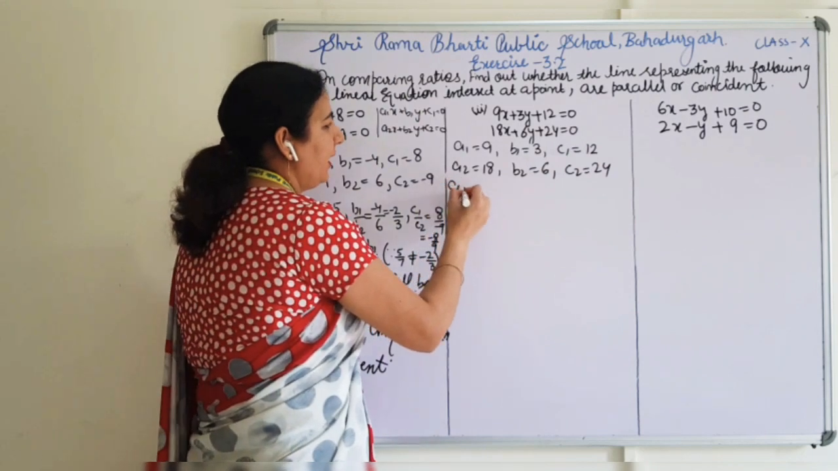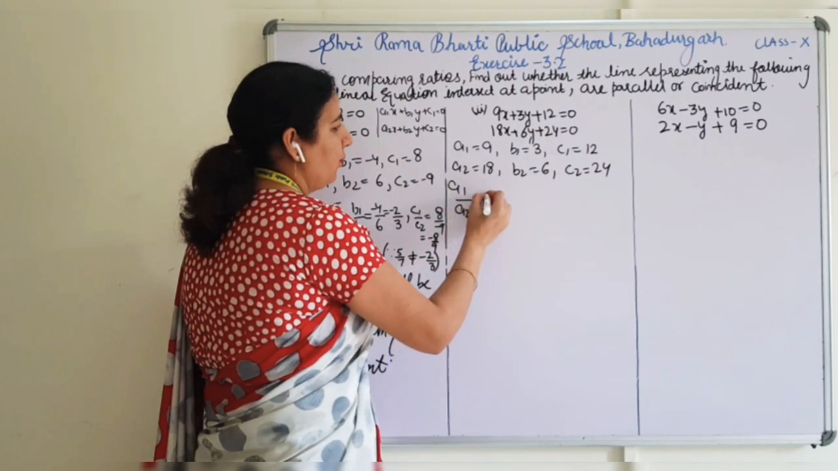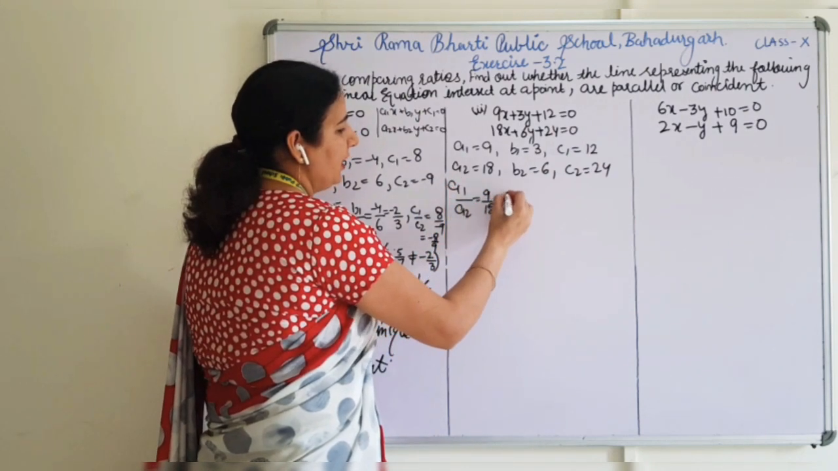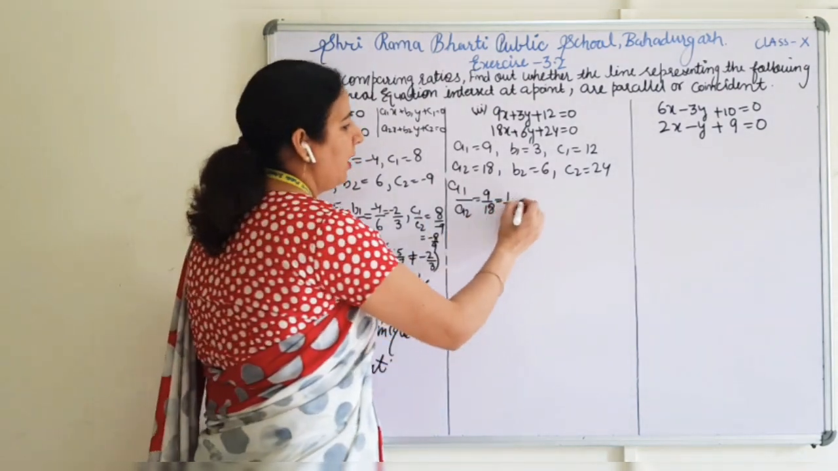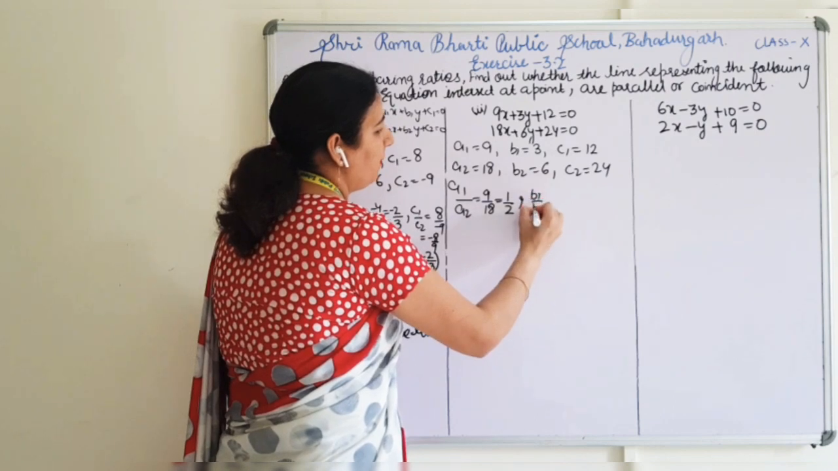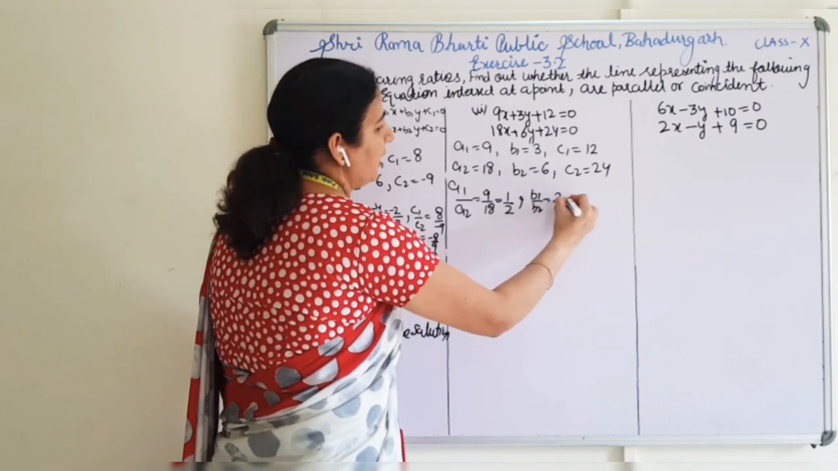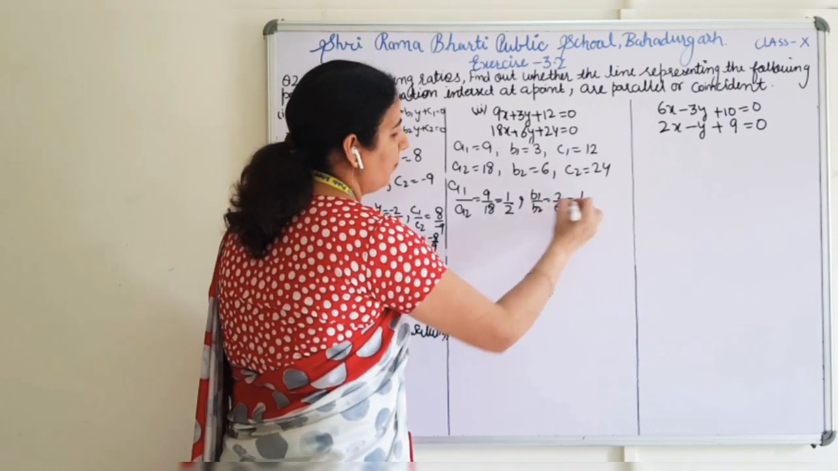And we can easily calculate a1 upon a2. 9 upon 18 is 1 upon 2, because we have to reduce to the simplest form. b1 upon b2 is 3 upon 6, that is again 1 by 2.